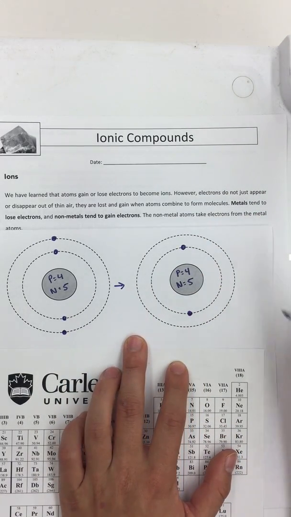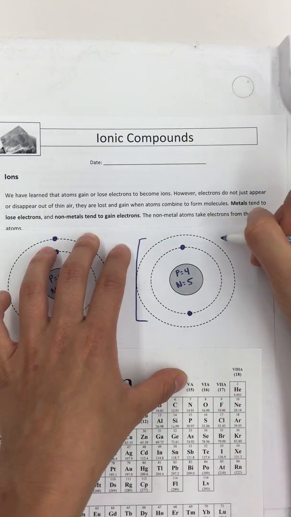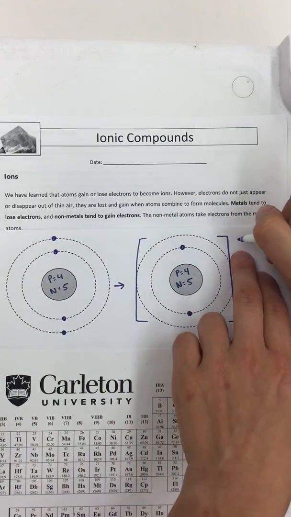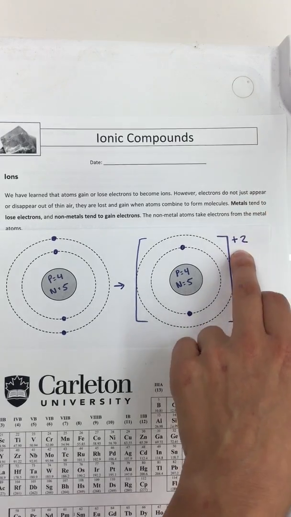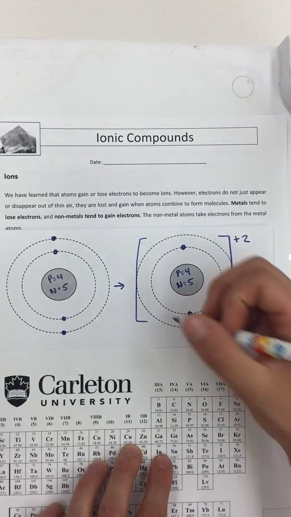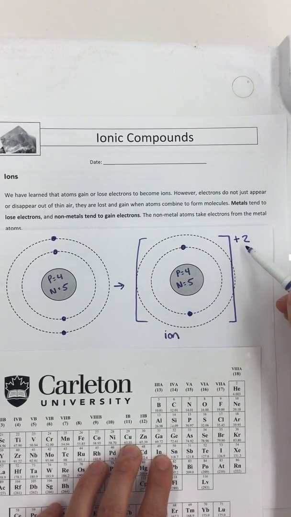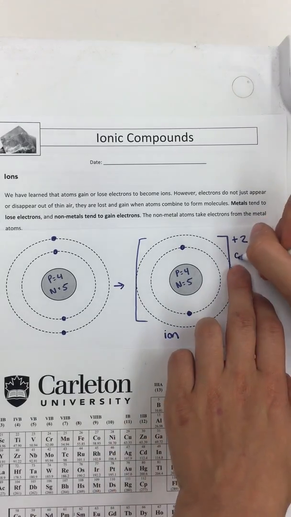It will only have 2 electrons on its first shell, and since it has lost those 2 valence electrons, it now has a charge of positive 2. So we would call this an ion, and specifically because it has a positive charge, we would call it a cation.